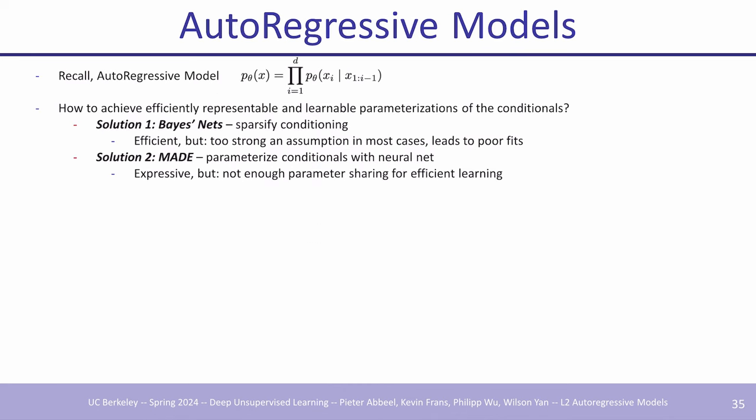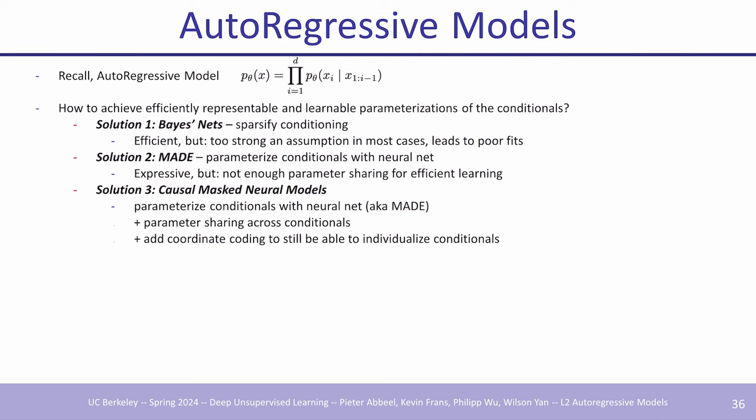So MADE is expressive, but there's not enough parameter sharing for efficient learning compared to the things we'll see now. Causal masked neural models are the winning approach today. They parameterize the conditionals with a neural net, just like MADE. It's still the chain rule, but with parameter sharing across the conditionals. So the conditional used for x_i given x_{i-1} back all the way to 1 uses essentially the same neural network parameters as the next one, and the next one. It's a repeated use of the same parameters, like a sliding window in some sense.